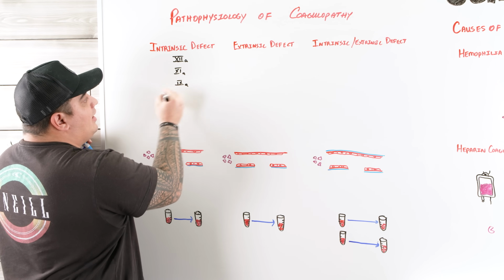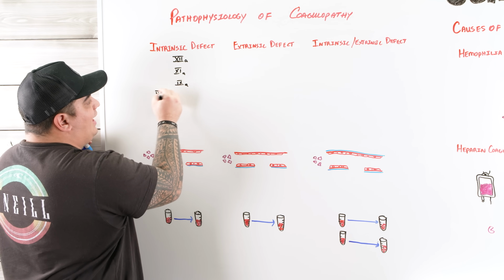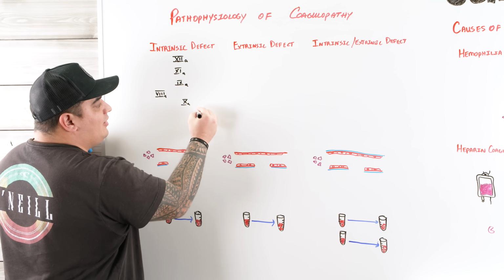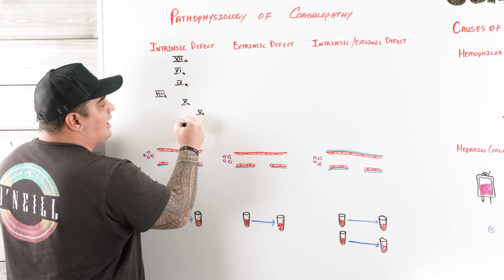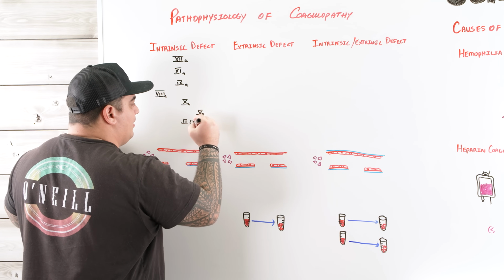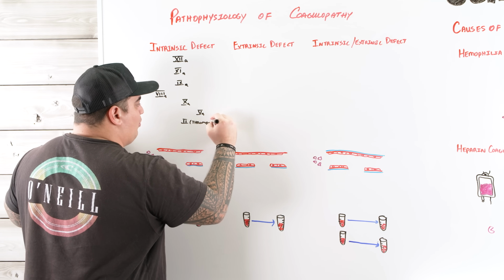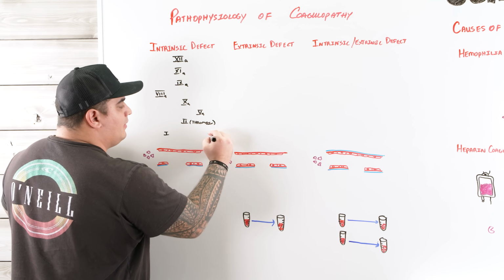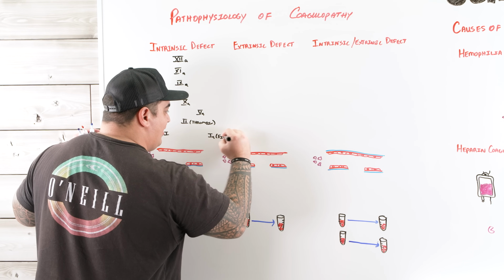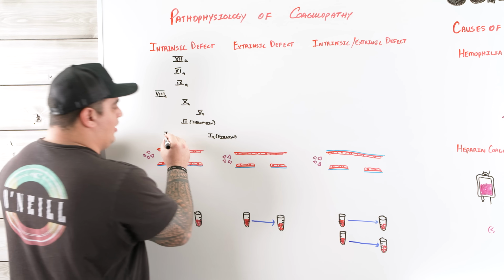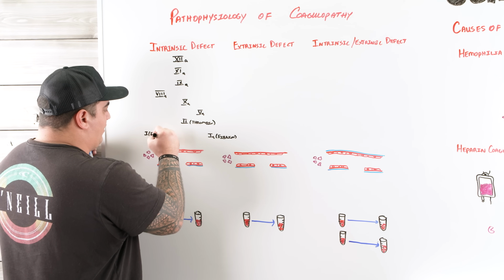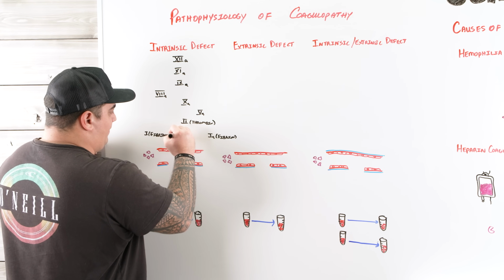Factor 9 then combines with factor 8. And when they combine, they activate factor 10. Factor 10 combines with factor 5 and activates factor 2. You know what another name for factor 2 is? We like to call this thrombin. And then thrombin converts factor 1 into 1A. You know what we call 1A? Fibrin. And this one here, factor 1, is fibrinogen.